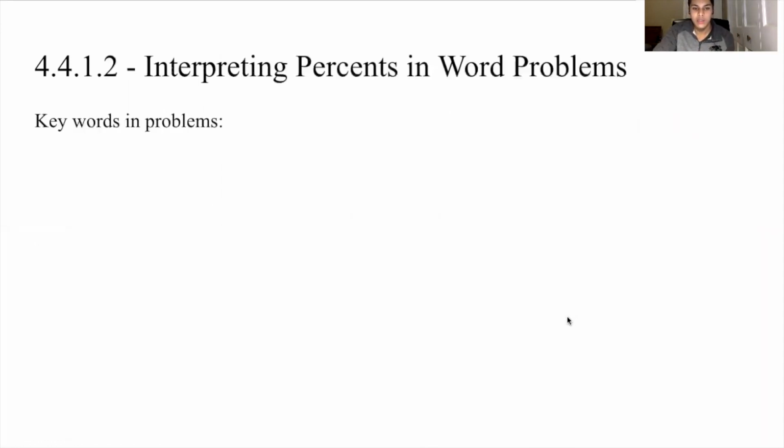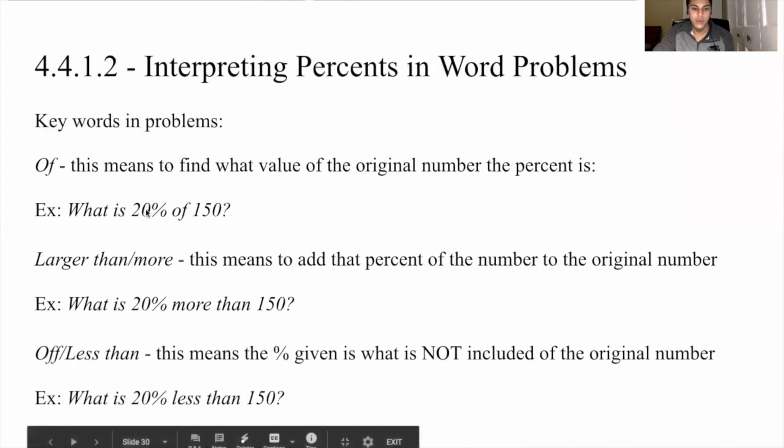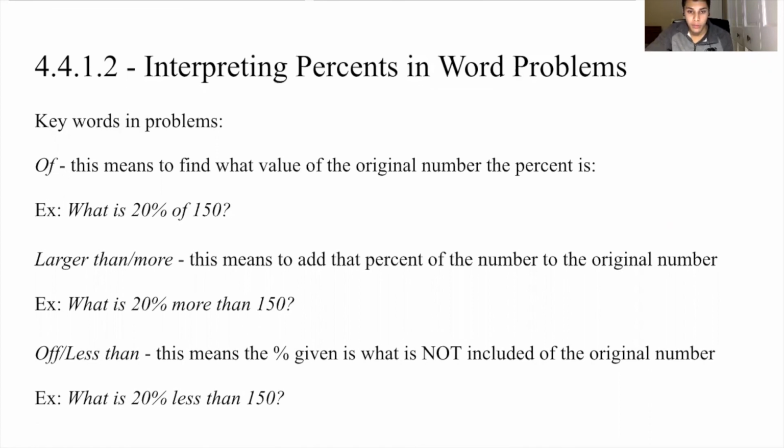All right, and then we talked about interpreting percents in word problems, where we found that there are 3 key words that word problems use, which are of, larger than or more, and off and less than. So of means that you just multiply the percent in decimal form by the original number. Larger than and more means you multiply the percent in decimal form by the original number, and then add that to the original number because it's how much greater than it is.